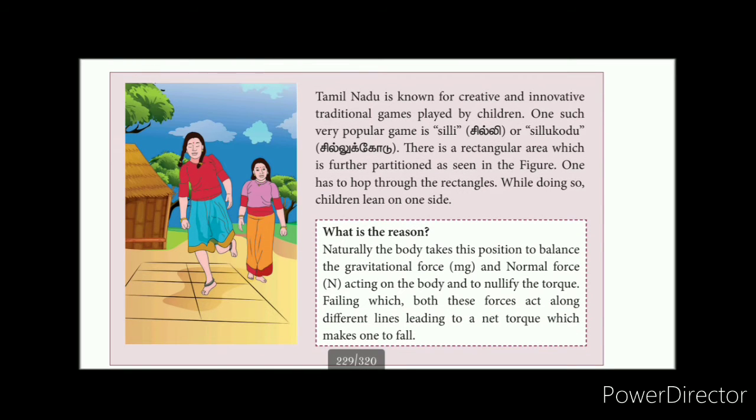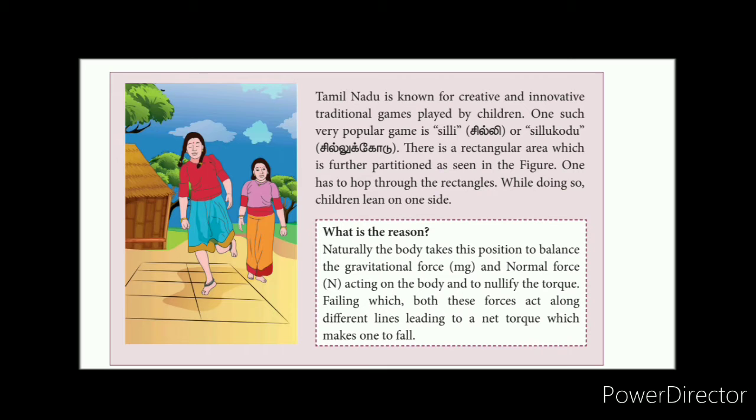And also we know that Tamil Nadu is known for creative or innovative traditional games played by the children, which are very popular. There is a rectangular area which is further partitioned as seen in the figure. One has to hop through the rectangles while the children learn on one side.